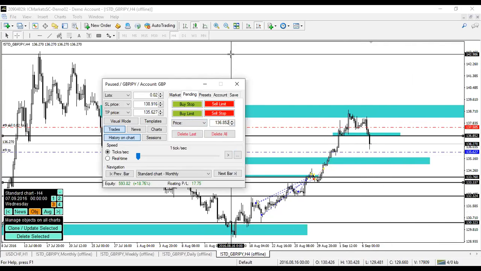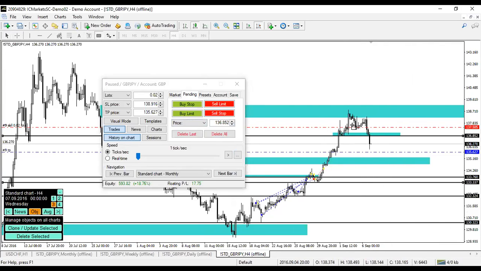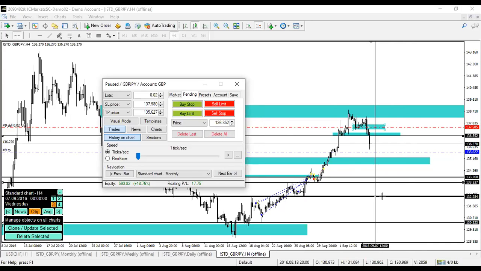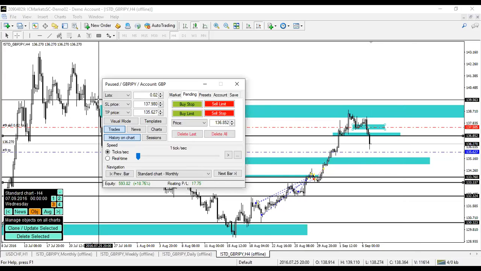This is a structure basically. Let me show you. This is a structure. So our stop loss is right above this structure here. What our stop loss would be, right above this structure, is 137,918. So 137,980 is our stop loss, and our target would be this zone here, 133,800. So let's see how it works.